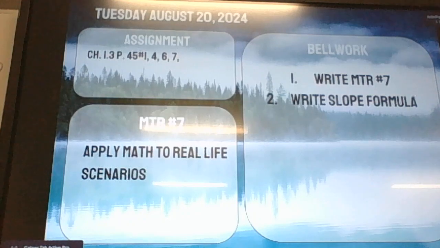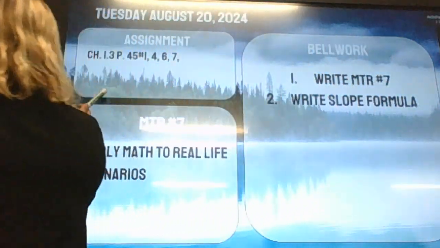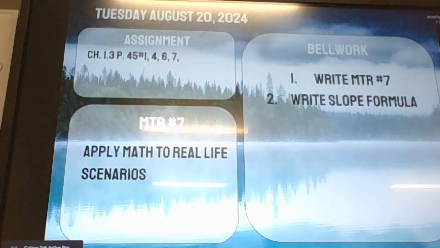Did everybody write the assignment down? Random 1, 4, 6, and 7. It'll be typed here, and then you can see it over there. And I try to also say it out loud, but I don't always, so look for it.